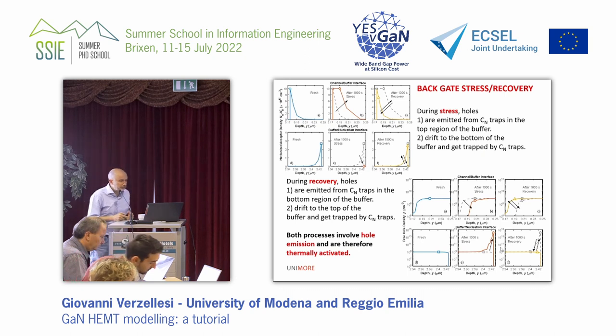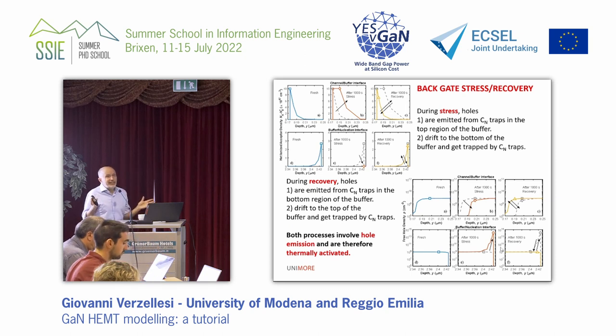So, explanation. It is the same for back gate stress and recovery and front gate. This slide referred to back gate only. Basically, during stress, CN behaves as a hole trap. This is the prerequisite. It is closer to the valence band than to the conduction band. It is at 0.7 to 0.9 eV from the valence band. So it is a hole trap.